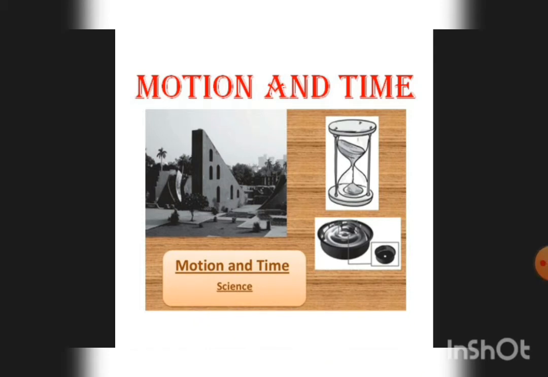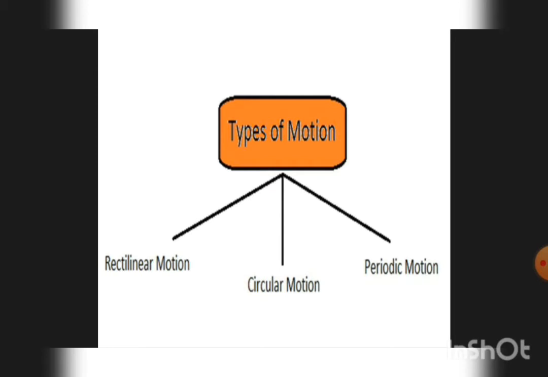We already started this lesson. Now in the 6th standard we learn three types of motions. There are rectilinear motion, circular motion and periodic motion.